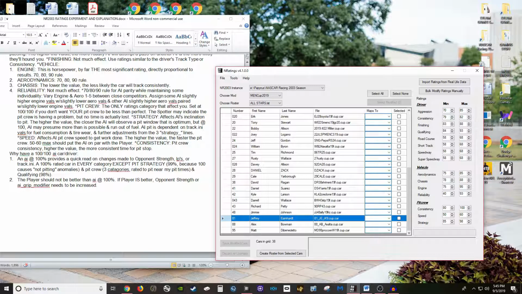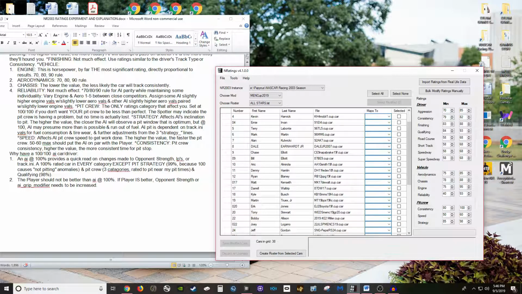His aerodynamics are going to be lower. His chassis will be lower. His engine isn't as good. And reliability I need to fix. But one thing I keep the same for everybody is the pit crew. I keep that the same across the board. That way it's fair. There's still some ratings dice roll that happens, but for the most part, it's pretty fair for everyone involved. So I hope that gives you some idea of what the ratings are all about.